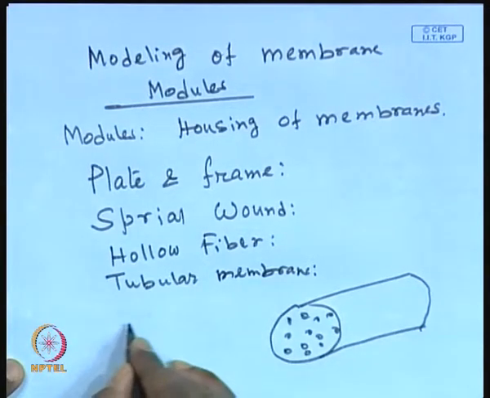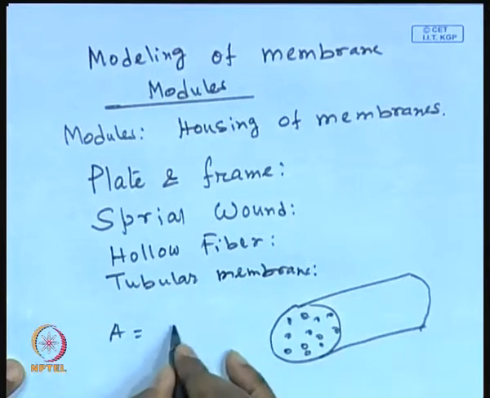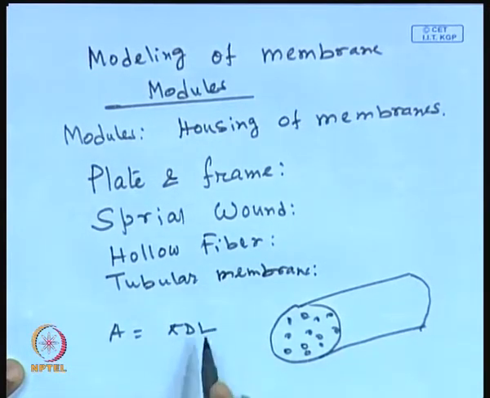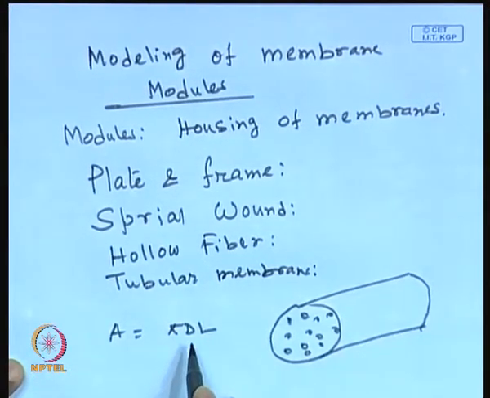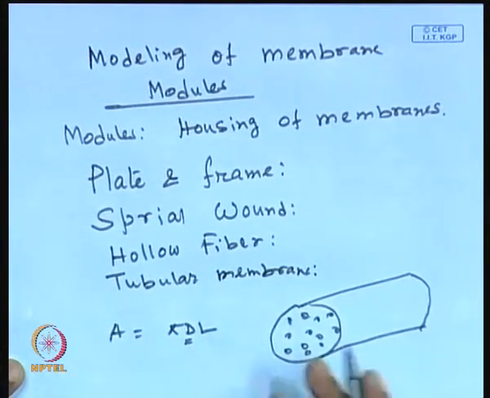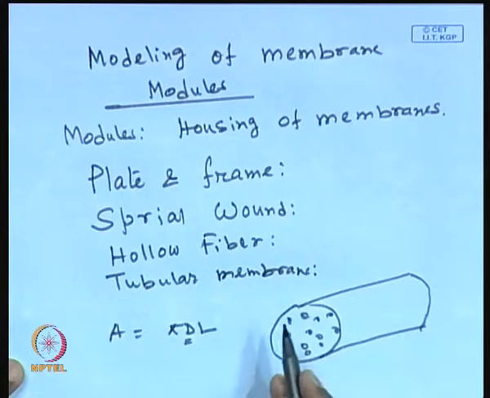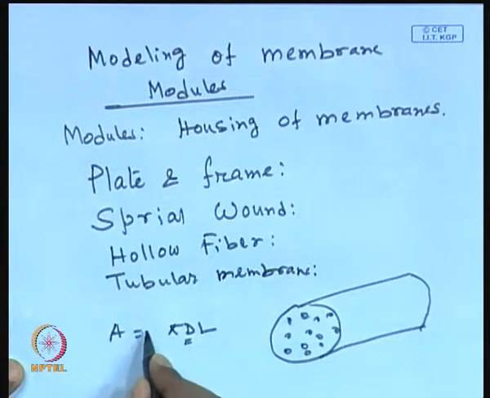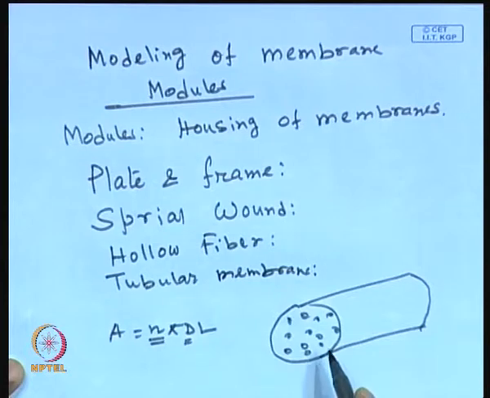So the surface area for one fiber will be pi d l. This d will be extremely small, and the length may be 1 meter or so, or even half a meter, but n, the number of such fibers, will be extremely high. Therefore, the total surface area becomes very high. So you can have a very high surface area in a small volume, so that you can handle a very large throughput of your system.